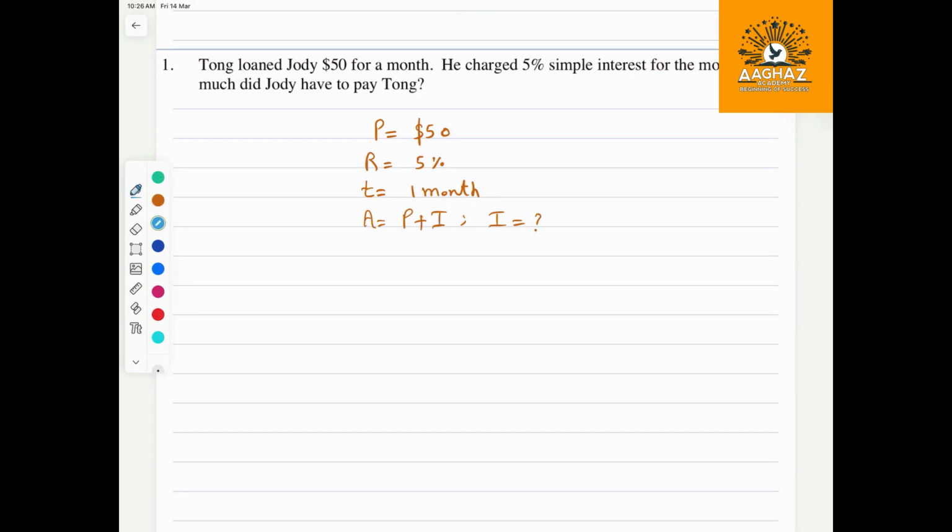for which I will use the simple interest formula, that is I is equal to PRT over 100. Now I will put in the values: P value is 50, 100 as it is, and the rate is 5%. So 5% is already written in the form of a denominator. Now for time.